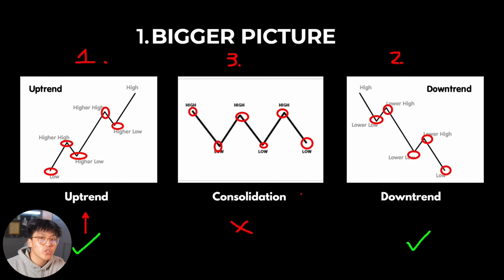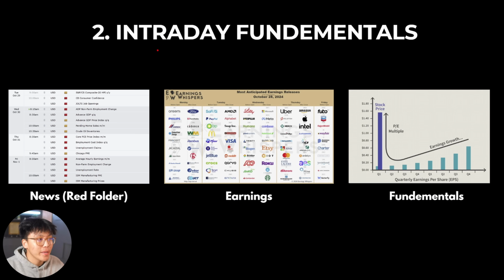So with the bigger picture out of the way, now we can go into the second step of the 4-step checklist. And the second step is intraday fundamentals. Essentially, intraday fundamentals asks: is there any sort of news event or any sort of major event that is going to affect the individual ticker that you're playing? So the first thing that we have is news, right? Usually news is red folder news. This can be found on the economic calendar.